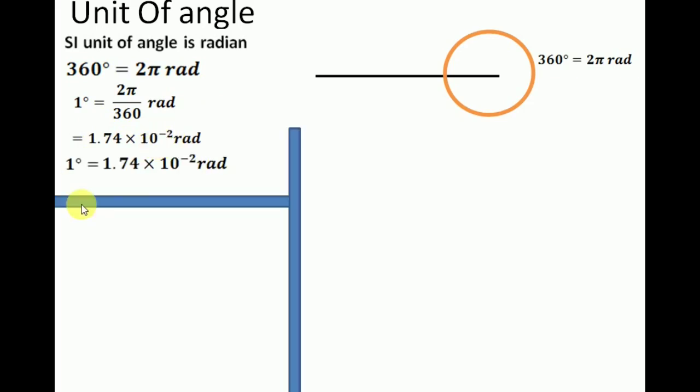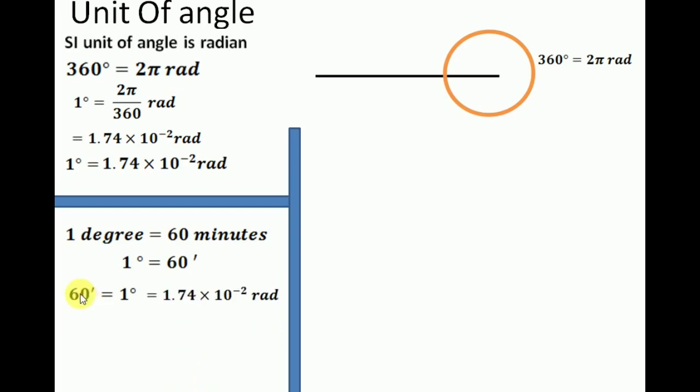Now a smaller unit of angle is minute. If the angle is less than a degree, we measure it in minutes. So 60 minutes make 1 degree. Here we are not talking about time, we are talking about a small unit of angle, that is minute. So 1 degree is 60 minutes and 60 minutes is 1 degree. Now I am converting this 1 minute into radian.